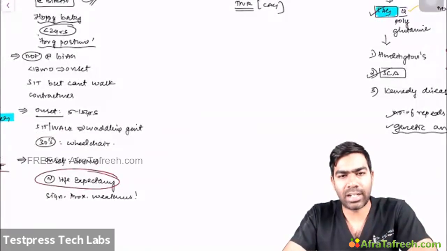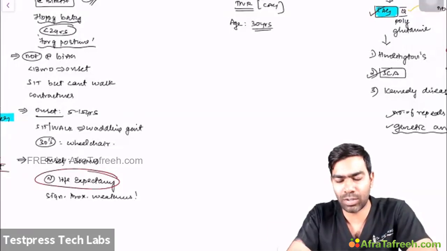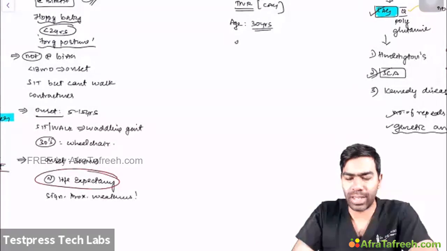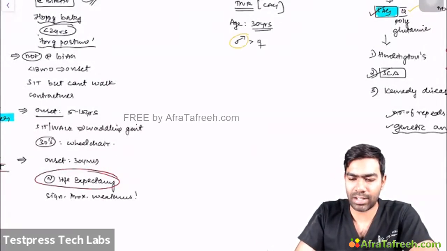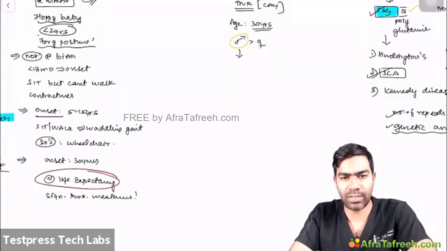So basically it's a trinucleotide repeat disorder only. Usual age of onset will be approximately middle-aged. I mean, around young adults, like around 30 years, that's where they will start. And usually males are affected more than females. If males are affected, there will be some characteristic findings seen in these guys. It's very characteristic. That's why this is a very common exam question.